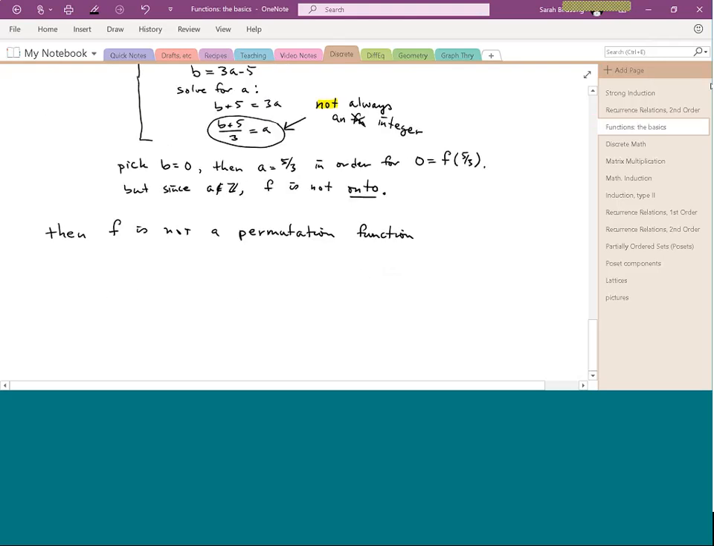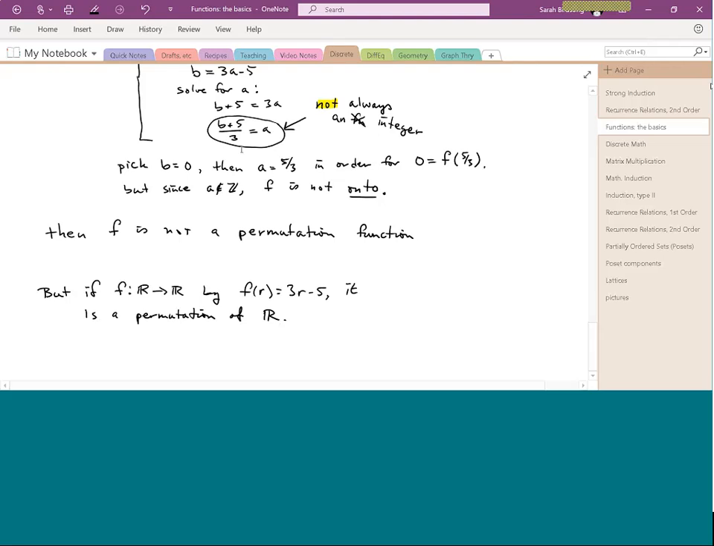but if you switched out to real numbers, same expression, so this is F of r equals 3r minus 5, this guy is a permutation function of real numbers, and that is because this part right here, well, if you start with a real number, add 5 and divide by 3, you still have a real number.